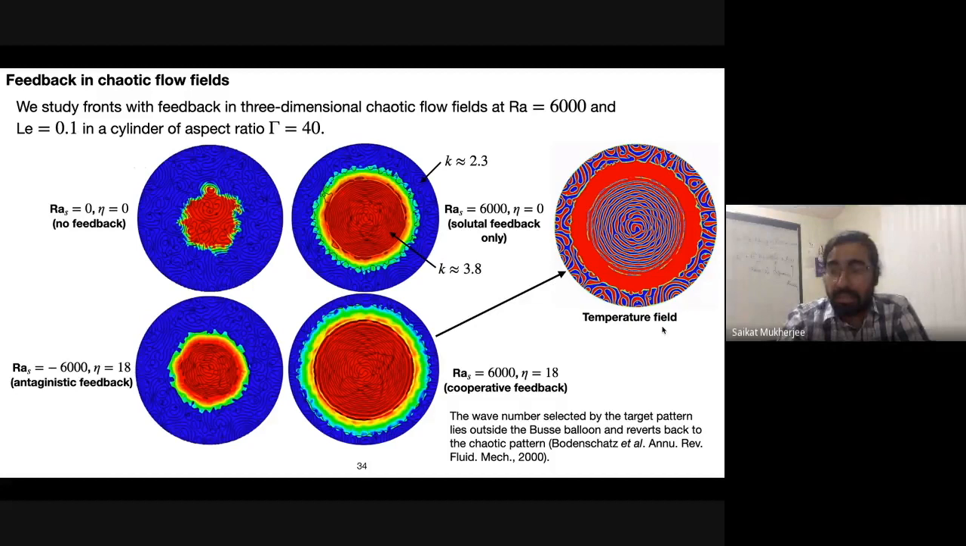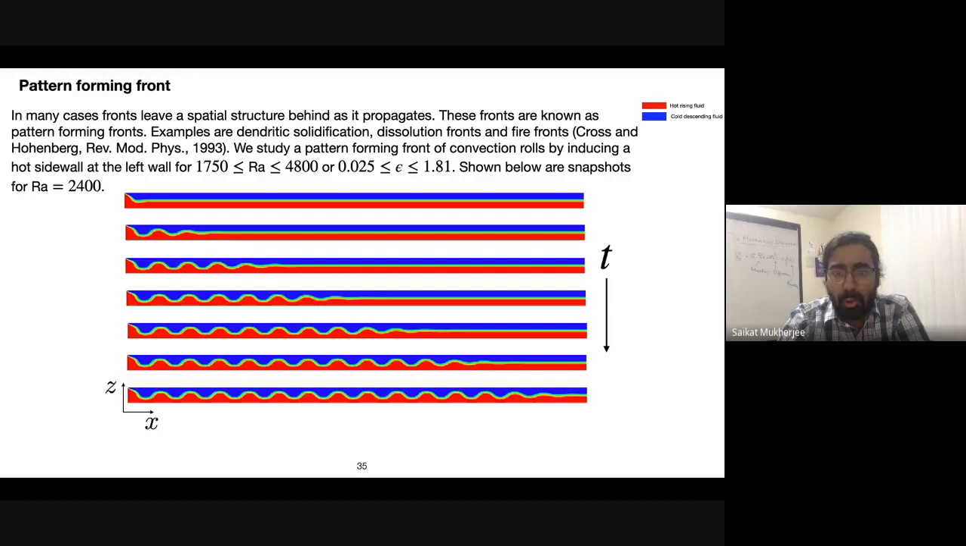To end, I will go over a brief study of pattern forming fronts, which we did. Now, fronts often propagate, leaving behind a trail of spatial structures. Suppose you have dendritic fronts, or fronts of crystal growth. Now, this is a front of convection growth, which we are studying.